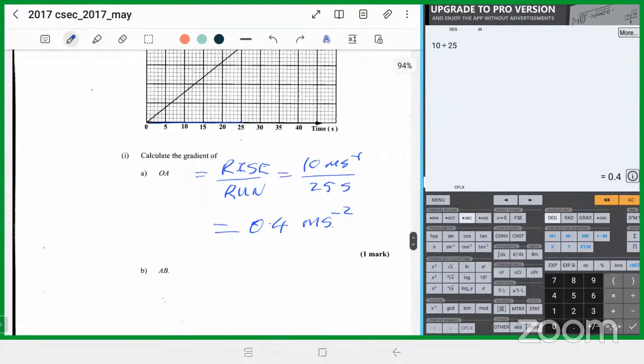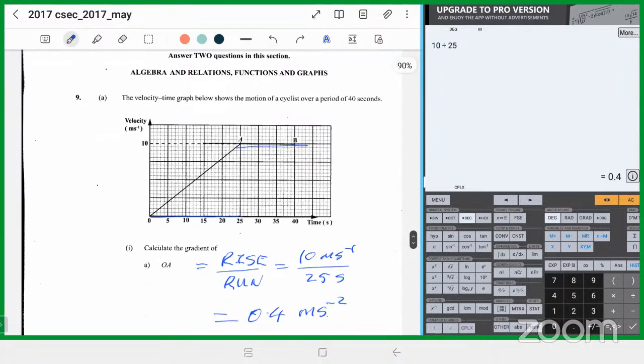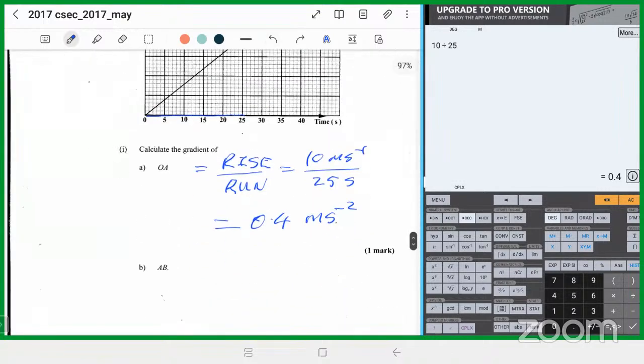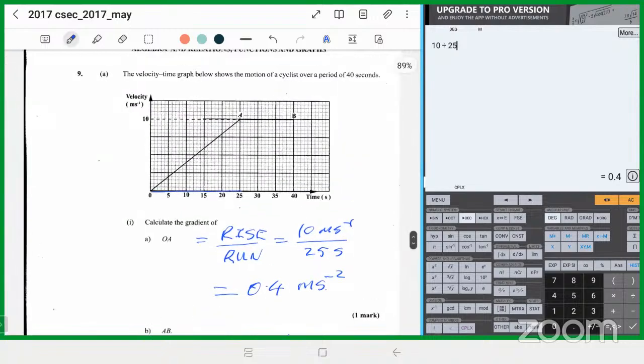Gradient of AB. AB is a horizontal line, so the gradient is just 0. You don't need to calculate that one. A horizontal line must have a gradient of 0, because the rise is 0. So this becomes equal to 0 meters per second squared. It means that the vehicle is going at a constant speed. It's not accelerating. See it? It's going at one constant speed of 10 meters per second. So it is not accelerating.